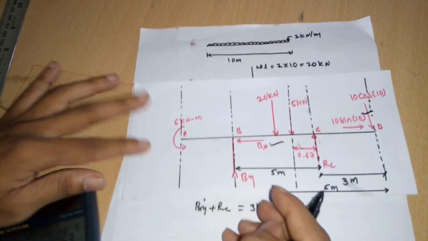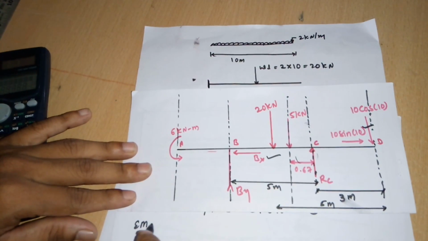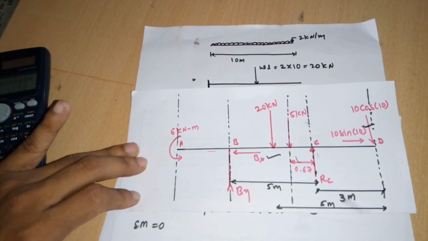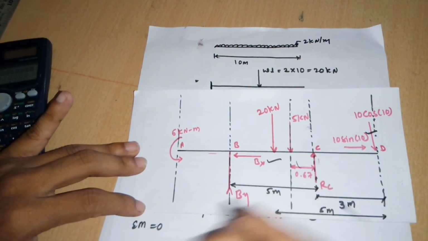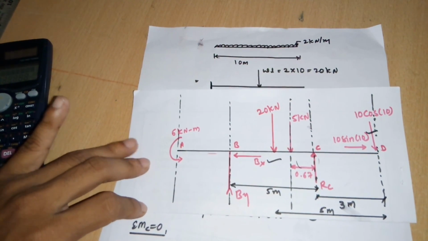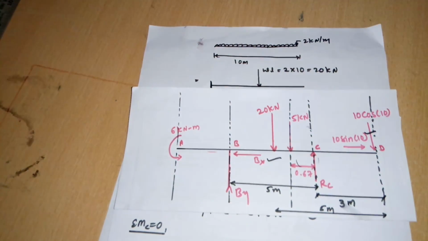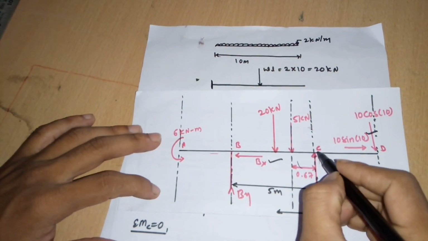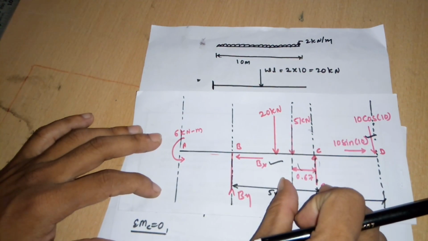Now I have one more equilibrium equation, that is summation of moment at any point equal to 0. Let us take the moment at the point C. Means now I have to find the perpendicular distances of all the forces and reactions from the point C. So this is the point C. From here to here the perpendicular distance is known, that is 0.67.